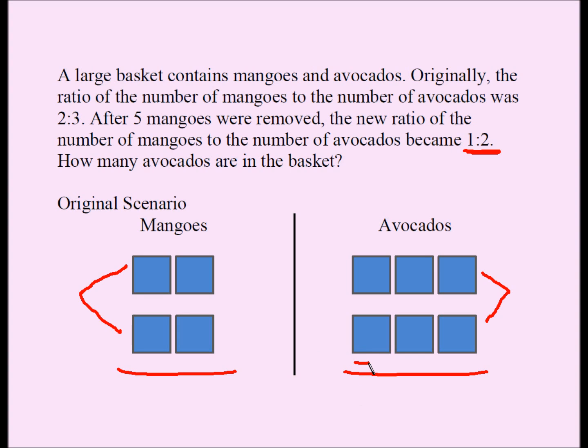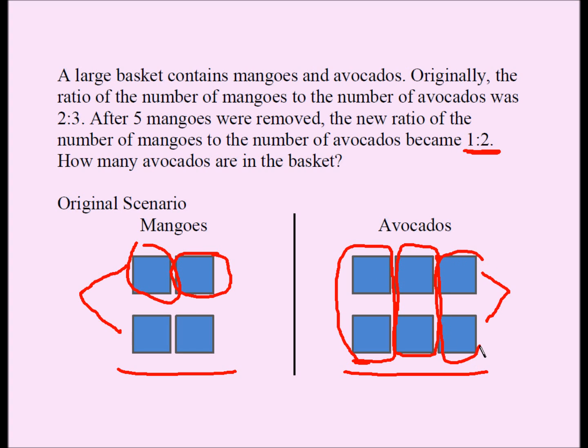In the new scenario, after some of the mangoes were removed, for every 2 avocados, they had 1 mango. For every 2 avocados, they had 1 mango. Guess what? To get to the new scenario, how many chunks of mangoes do you have to remove? I'm going to say this guy has to go.